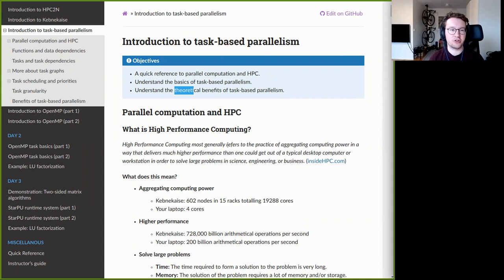There are hands-ons later today with OpenMP, but this lecture is meant to be all theoretical and give you an overall idea of what task-based parallelism is and why it might make sense to learn something about it.